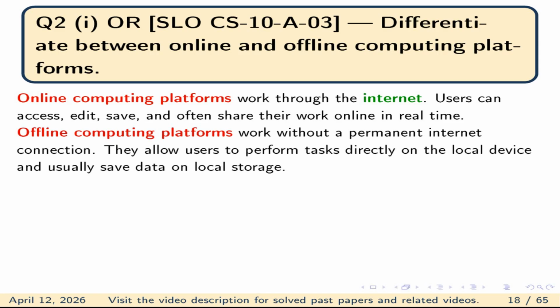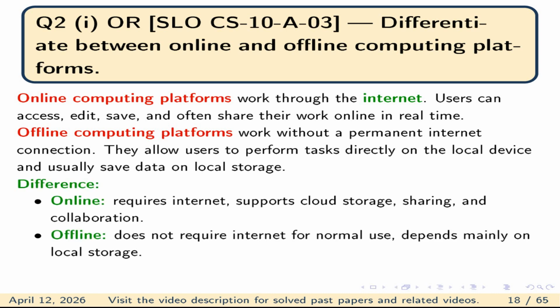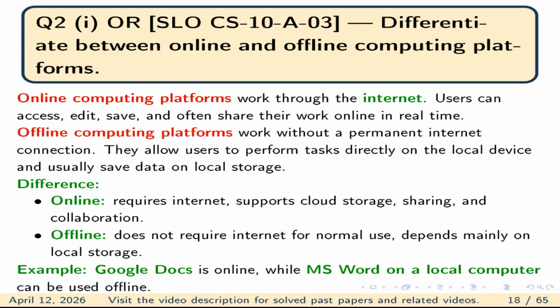Offline computing platforms work without a permanent internet connection. They allow users to perform tasks directly on the local device and usually save data on local storage. Difference is online requires internet, supports cloud storage, sharing and collaboration, while offline does not require internet for normal use, depends mainly on local storage. Example, Google Docs is online, while Microsoft Word is on a local computer, can be used offline.